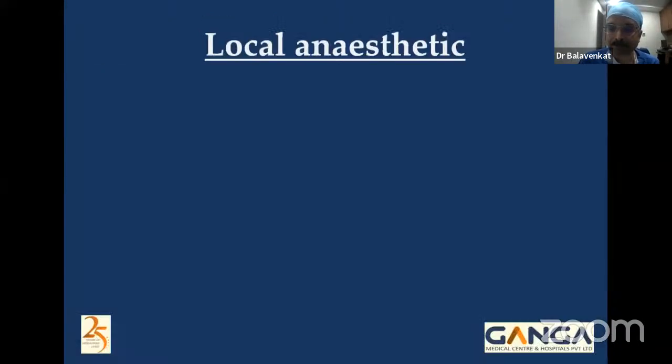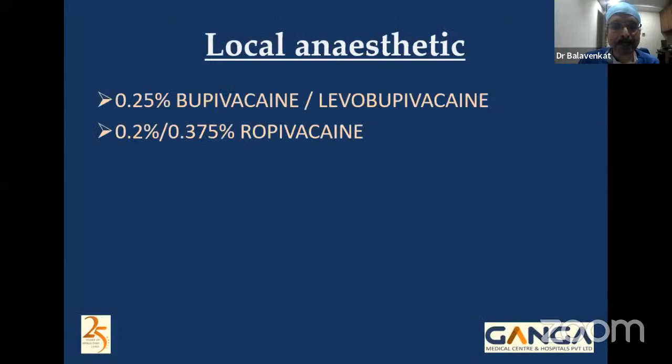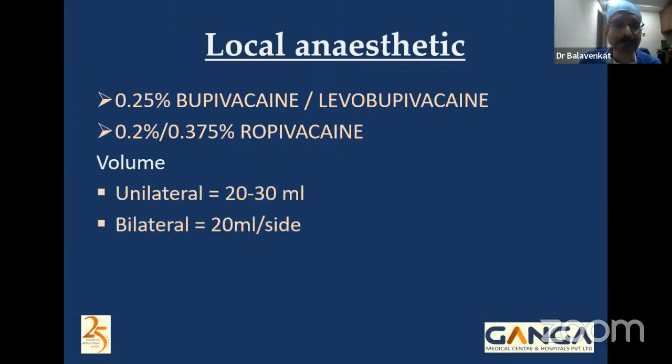So the local anesthetics that we use for a TAP would be 0.25% bupivacaine or levobupivacaine, or 0.2% ropivacaine. Unilaterally, you may need about 20 ml. If it is just unilateral, you err on slightly more volume of 30 ml. Bilateral means you give 20 ml on either side. And if you want to do a subcostal TAP and a lateral TAP, then I think you need to place 10 ml in the subcostal and then about 20 ml.